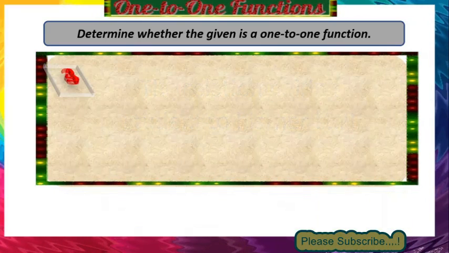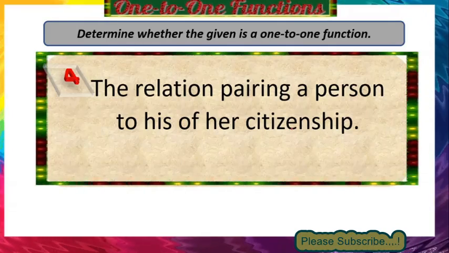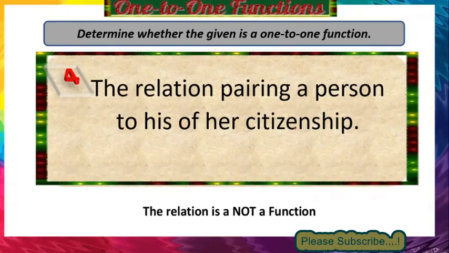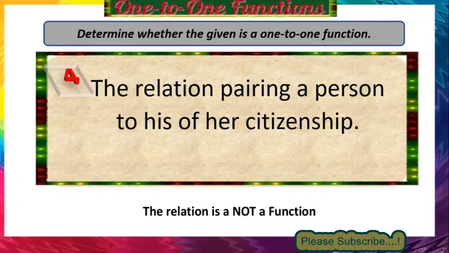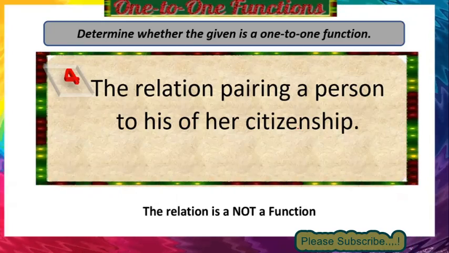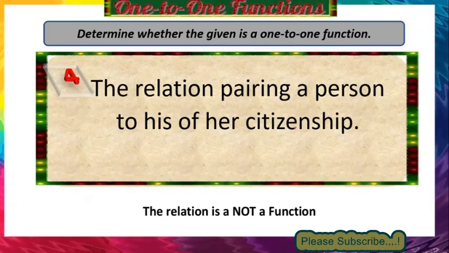Okay, number 4. The relation pairing a person to his or her citizenship. So this is not a function. It's because there are people who have dual citizenship, one as a Filipino and the other as one who lives in another country. Like for example, US citizen, US citizen, and at the same time Filipino citizen.